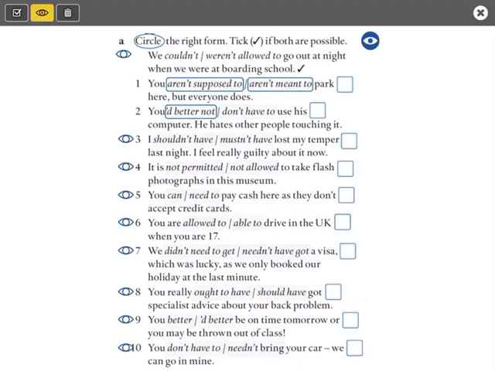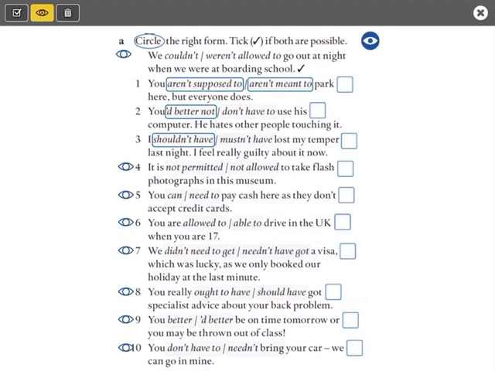What about number 3? I shouldn't have lost my temper last night. I feel really guilty about it now. Or I mustn't have lost my temper last night. I feel really guilty about it now. Which one? Or maybe both? What did you choose? Well, I shouldn't have. Oh, claro, ahora me doy cuenta de que era mala idea, ¿no? Que no debería de haberlo hecho, ¿no? Pero lo hice.